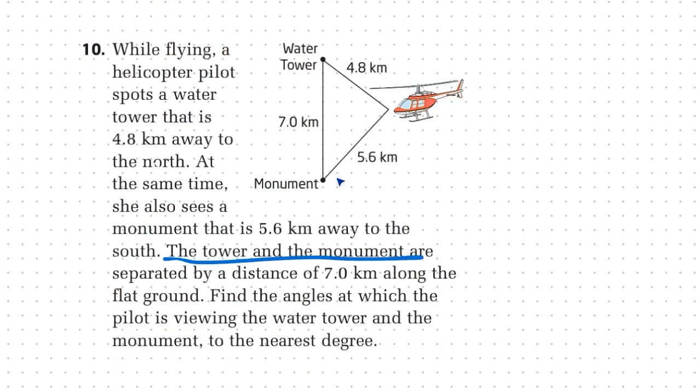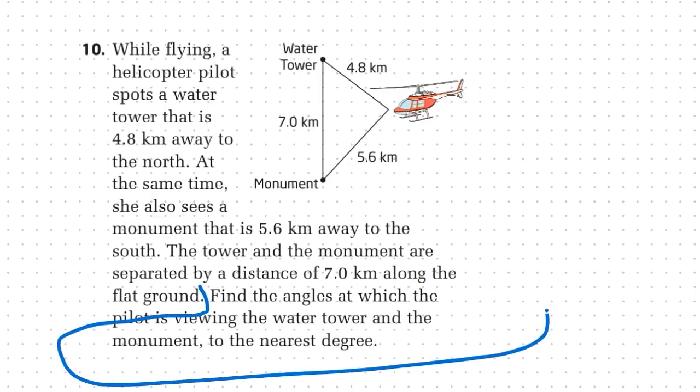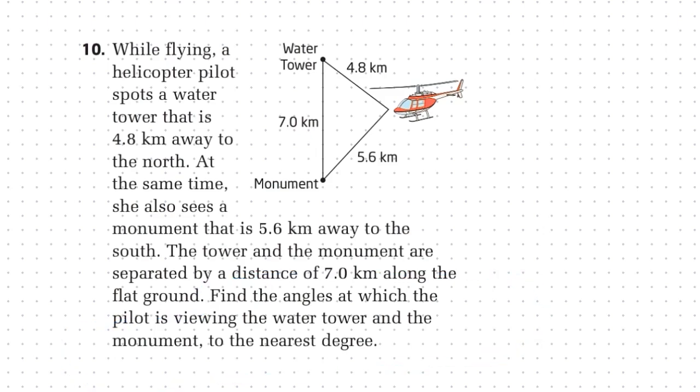And next, the tower and monument are separated by 7 kilometers. So the diagram is appropriate. If you join these 3 points, you get a triangle. So the angle at which the pilot is viewing the water tower and monument. Can you highlight that angle first? Which angle is the question asking? Find the angle at which the pilot is viewing the water tower. Where is that angle in the diagram? That one, that's it, right?